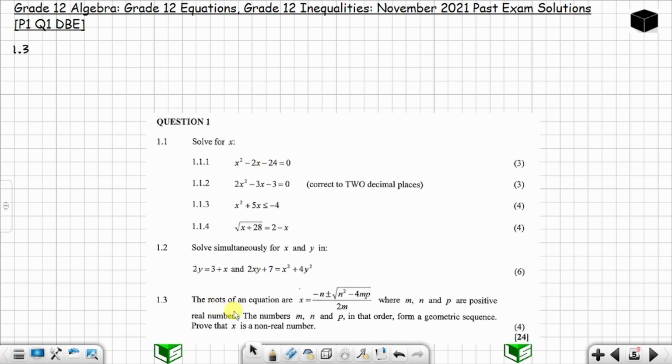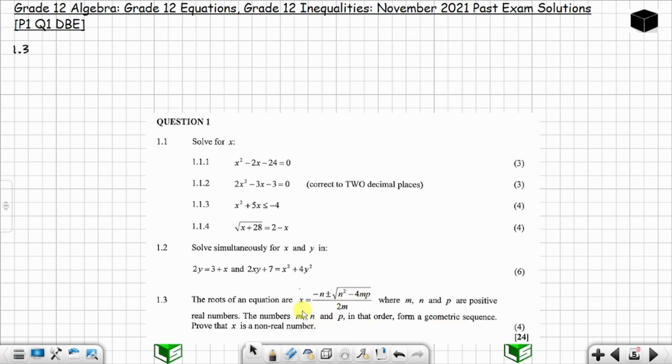So you have the root of an equation, x is equal to this. You have negative n plus or negative square root of n squared minus 4mp over 2m, where m, n, and p are positive real numbers. The numbers m, n, and p, in this order, form a geometric sequence. Prove that x is a non-real number. Okay, the question is 4 marks.